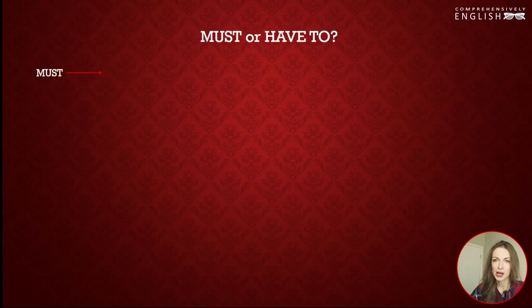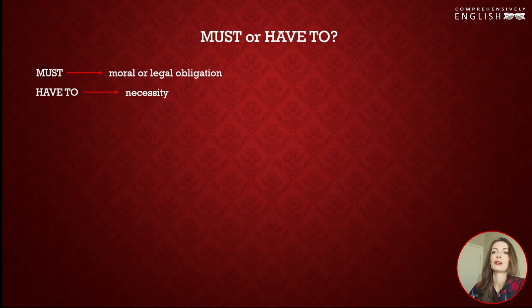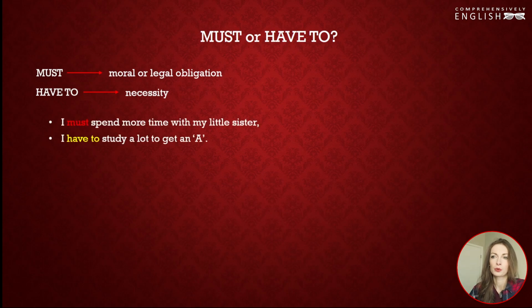Let's see. Must expresses moral or legal obligation, while have to expresses necessity. So when you want to say that it's your moral obligation or it's a law and that's why you do this or that, you would use must. When there is a necessity, but you don't necessarily feel that it's a moral obligation of yours and you don't really want to do something, you would prefer to use have to. I must spend more time with my little sister. I must spend more time.